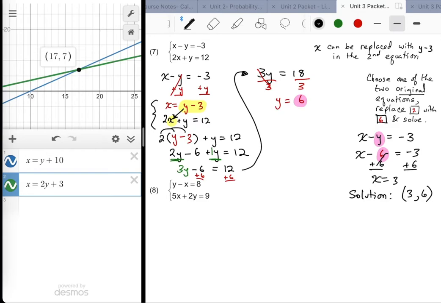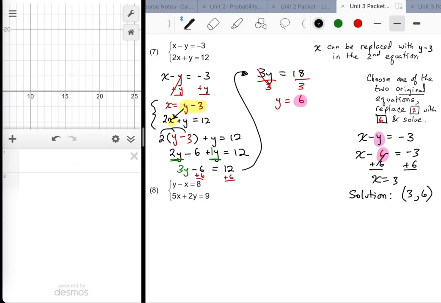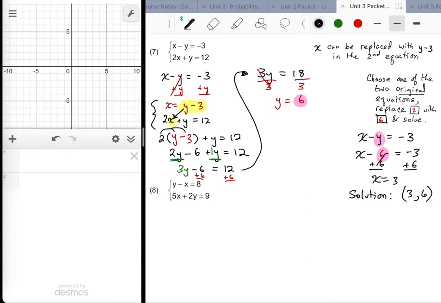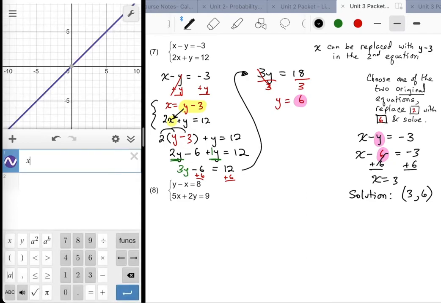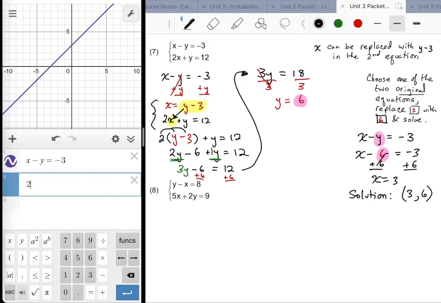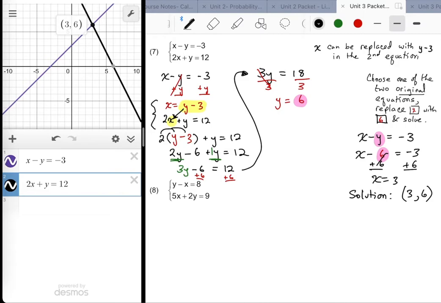We want to make sure it's right. You don't want to do all this work and then find out you're wrong, especially on a test. So you put in your original equations. In this case, 2 of them because it's a system. 2x plus y equals 12. See where they cross? They cross at 3, 6, so we know we did it right.